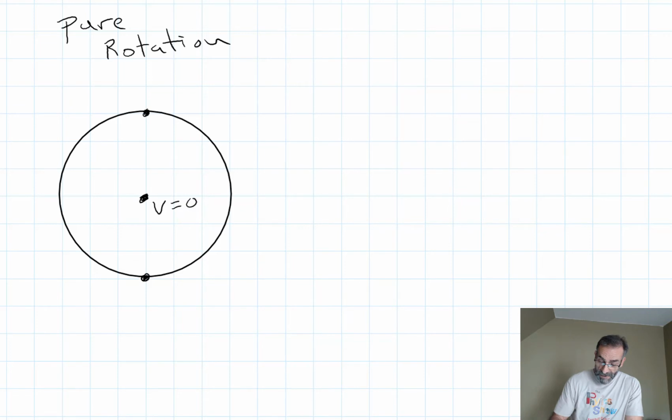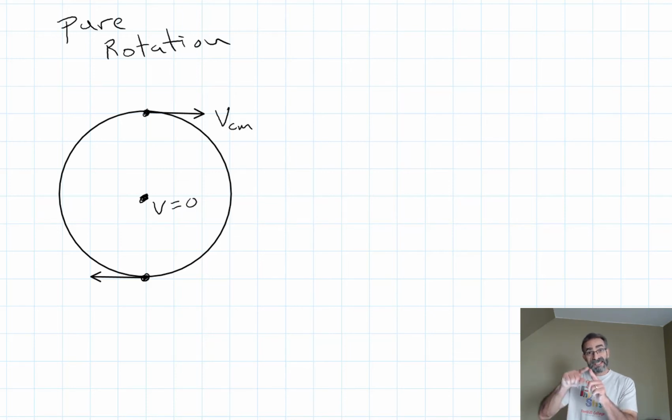So a point at the top would have a certain speed to the right if our object was rotating clockwise, or I should say, if our object has an angular speed omega that points into the page. And that's just some arbitrary speed. I'm going to call it VCM. And a point at the bottom of my wheel would have the exact same speed in the opposite direction. It's the same distance from the axis of rotation. So the speed is the same, and as that wheel rotates, it would point to the left.